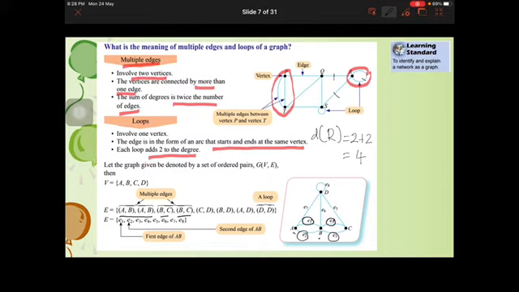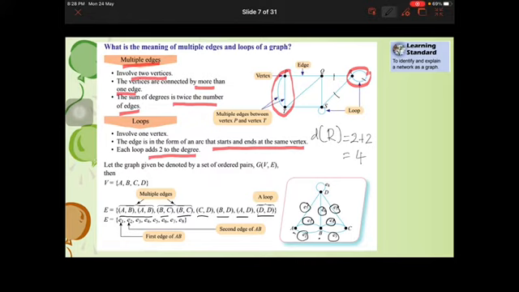Okay, and then CD, no repetition. That means only one edge for CD, E5. Then BD, also no repetition. That means one edge. So this is BD, E6, and AD also one edge. That is E7, and DD also. This is a loop. So DD starts and ends at the same vertex.